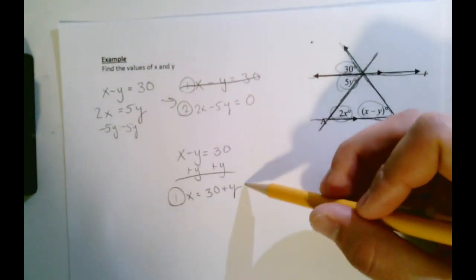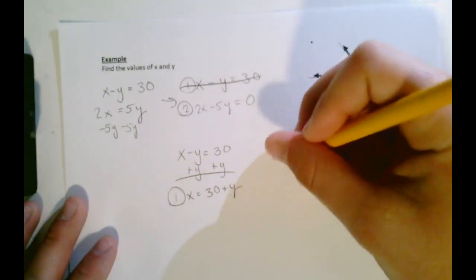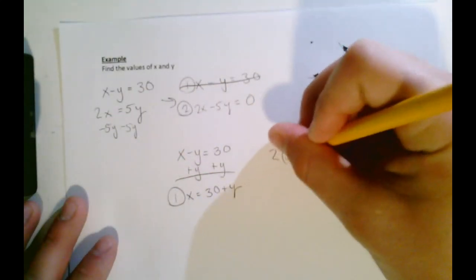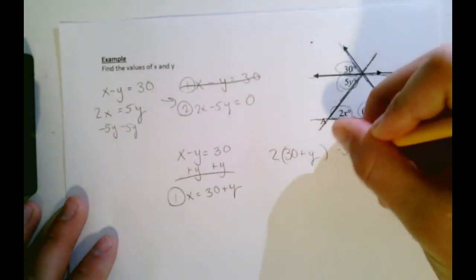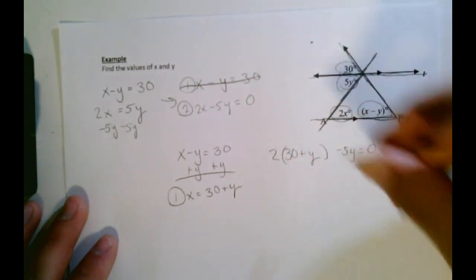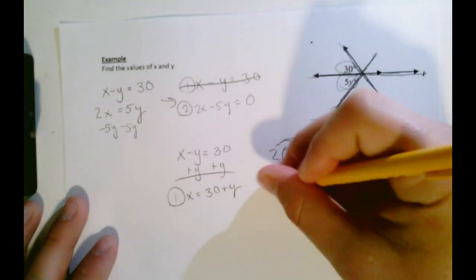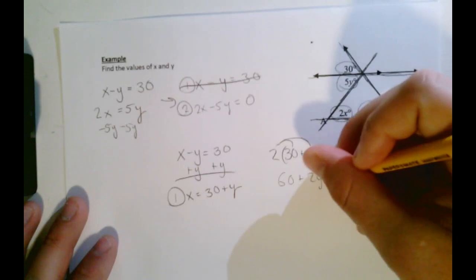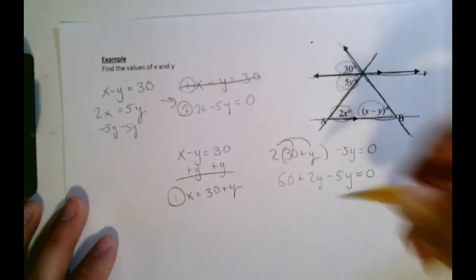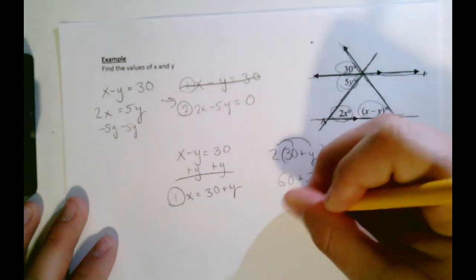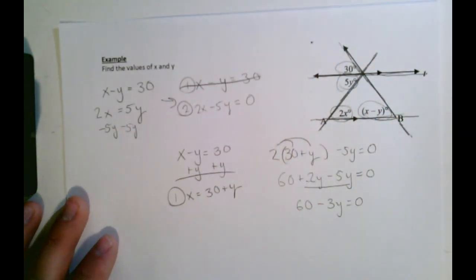So I'm going to take this equation and plug it in for x right here. That gives me 2 times the quantity of 30 plus y. That's me substituting for x. Minus 5y is equal to 0. This requires me to distribute. That's 60 plus 2y minus 5y is equal to 0. I'll combine like terms. So 60 minus 3y is equal to 0.